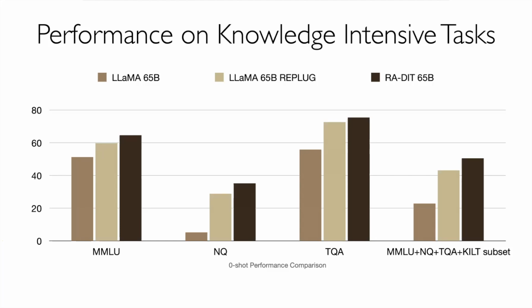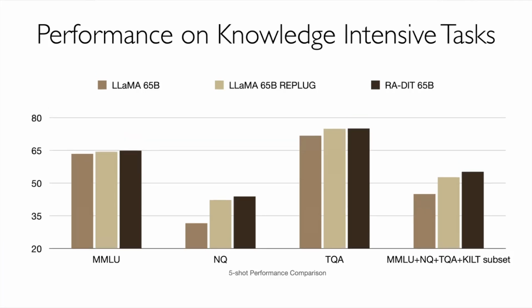We see here that the REPLUG approach is already pretty effective, and it is able to improve the zero-shot performance of the Llama model by a fairly large margin. And after fine-tuning, we can further and consistently improve over the REPLUG approach in terms of zero-shot.